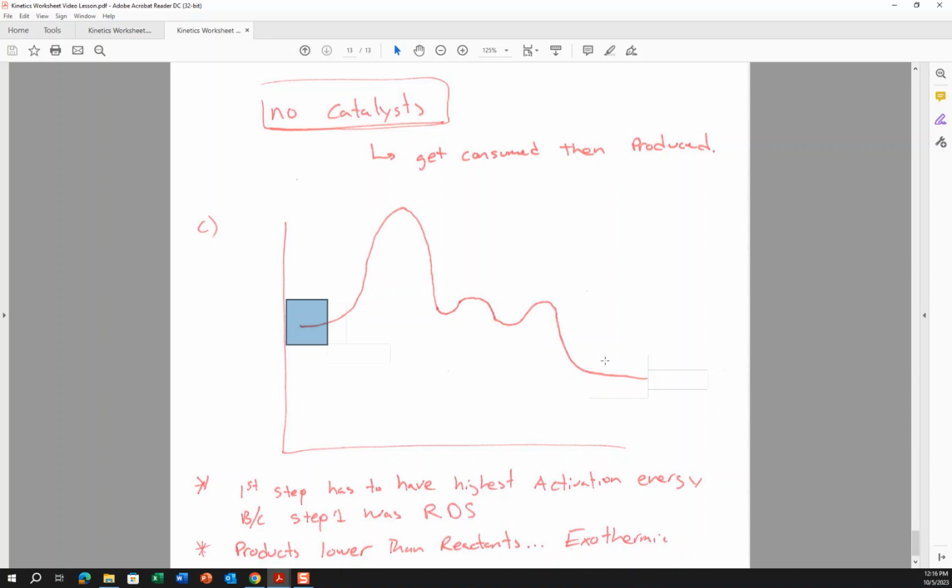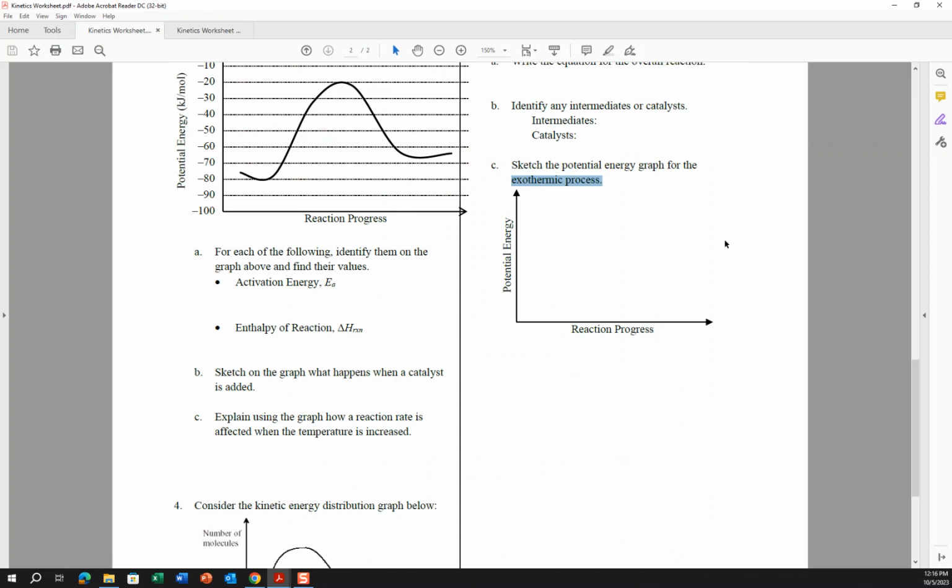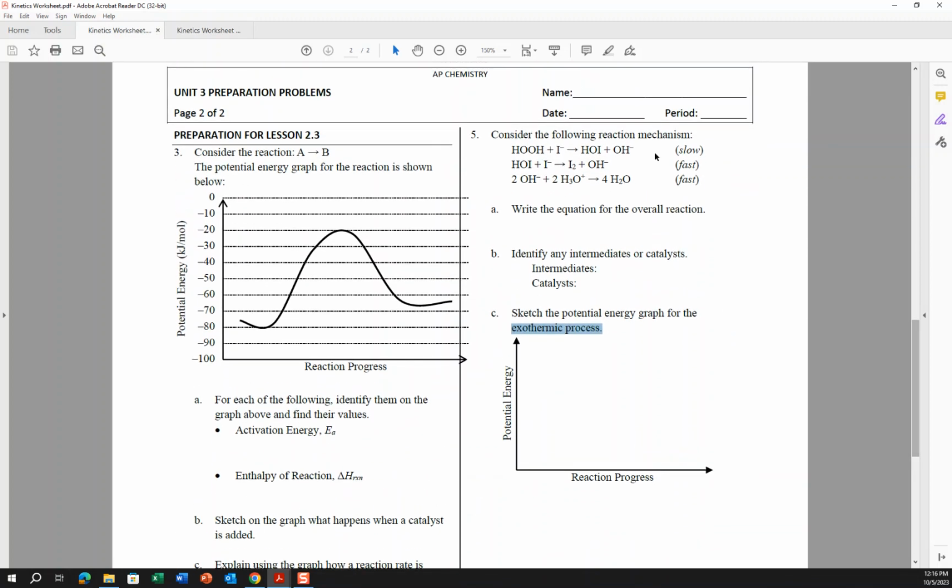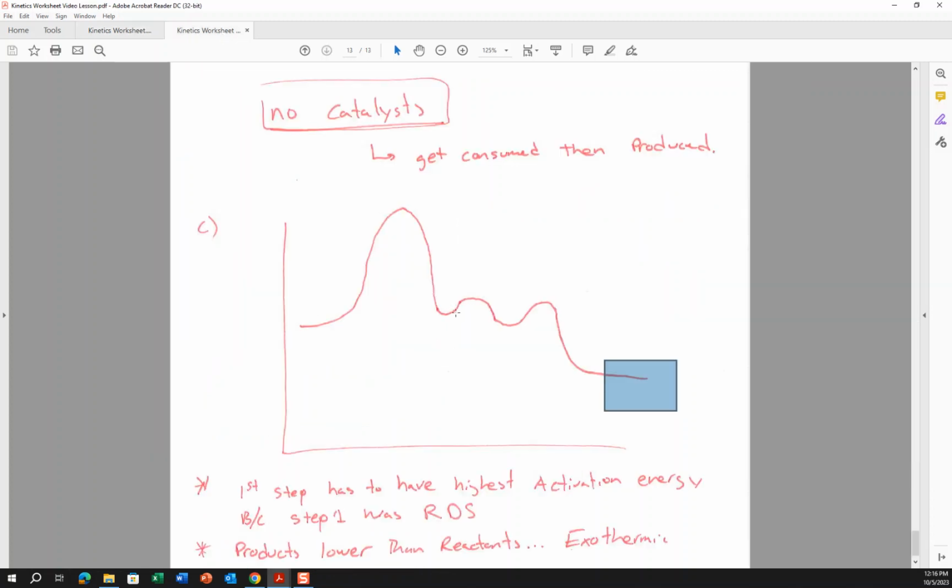And if, for example, in the mechanism they said the second step was the slowest step instead of the first step, then this would have to be the biggest hump, right? Because the slowest step has the highest activation energy. That's why it's the slowest step.